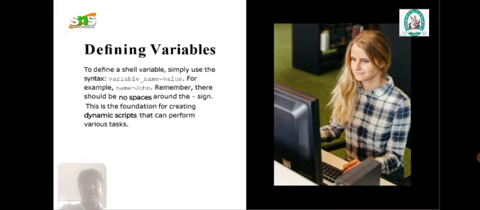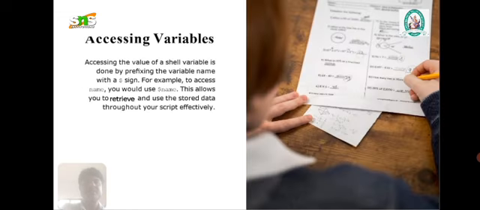Next is defining variables. How do we define a variable? The syntax is variable name equal to value. For example, name equal to John is a value. There should be no spaces around the equal sign. This is the foundation for creating dynamic scripts that can perform various tasks.